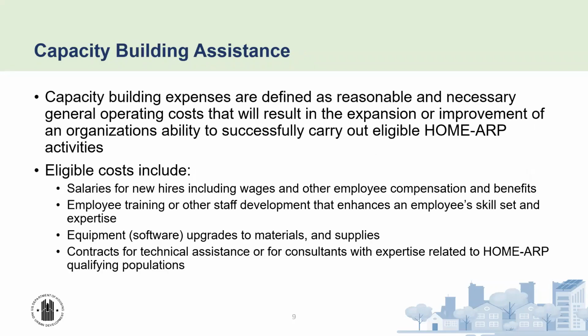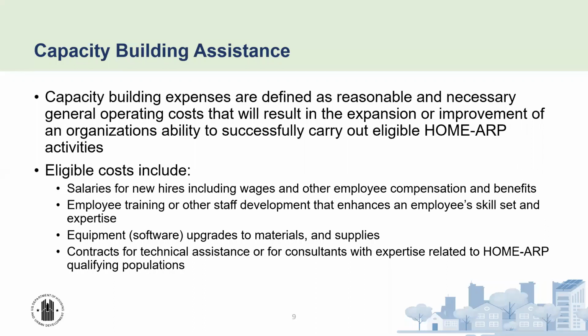So in terms of the second 5% that can be used for capacity building assistance, capacity building expenses are defined as reasonable and necessary general operating costs that will result in the expansion or improvement of an organization's ability to successfully carry out eligible HOME-ARP activities.